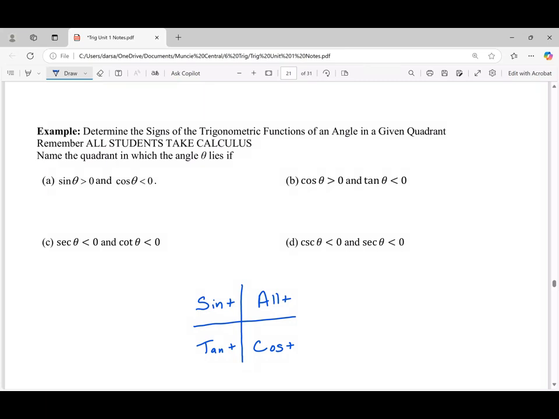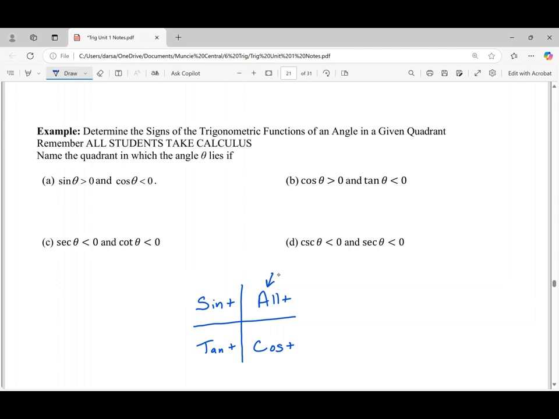We need to be able to determine what quadrant an angle lies in, the terminal side lies in, based on the signs of trigonometric functions. To do this, we're going to really heavily rely on that mnemonic: All Students Take Calculus. So A for all, S for students, T for tangent, and C for calculus.